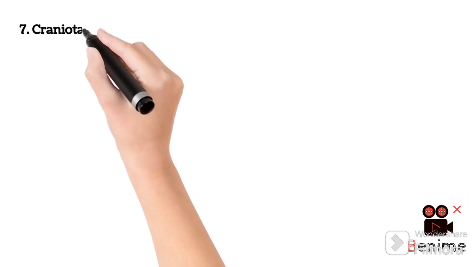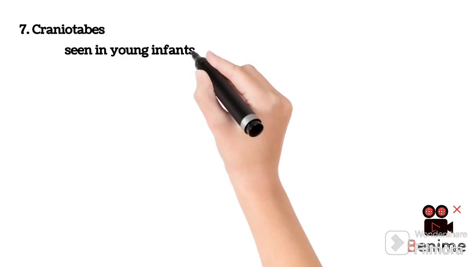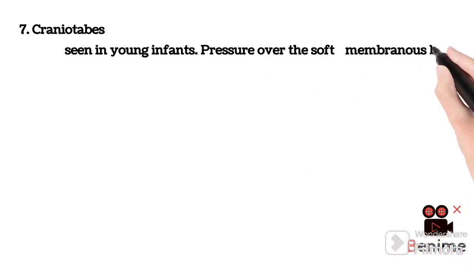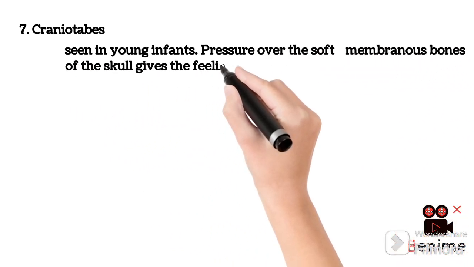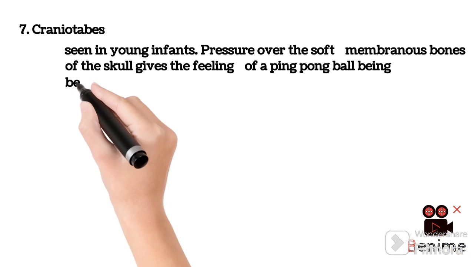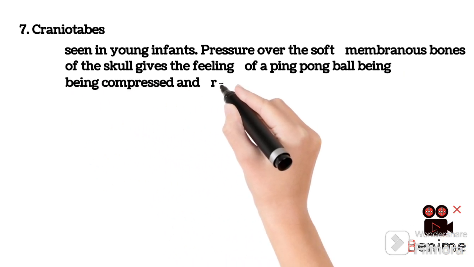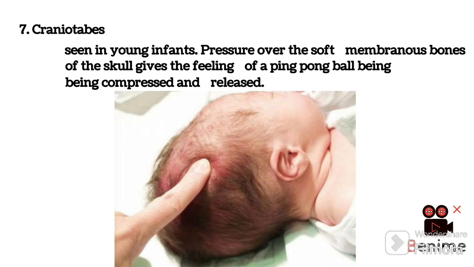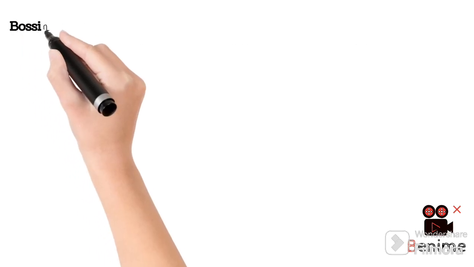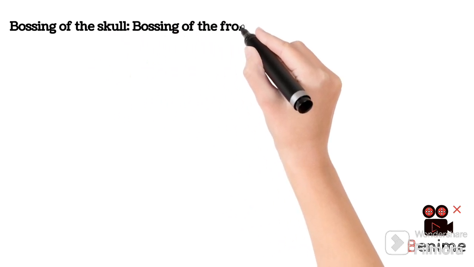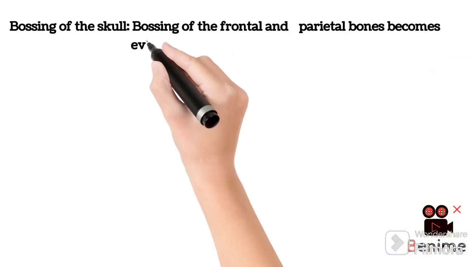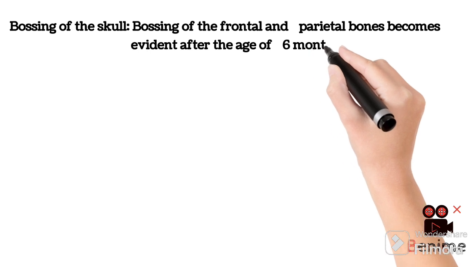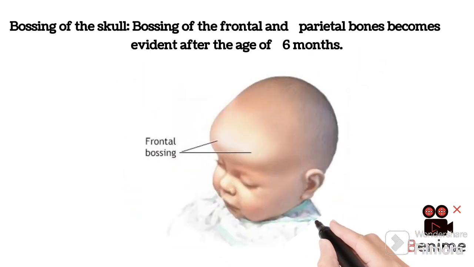Seventh, craniotabes. Seen in young infants, pressure over the soft membranous bones of the skull gives the feeling of a ping pong ball being compressed and released, as it can be seen here. 8th, bossing of skull. Bossing of the frontal and parietal bones becomes evident after the age of 6 months.